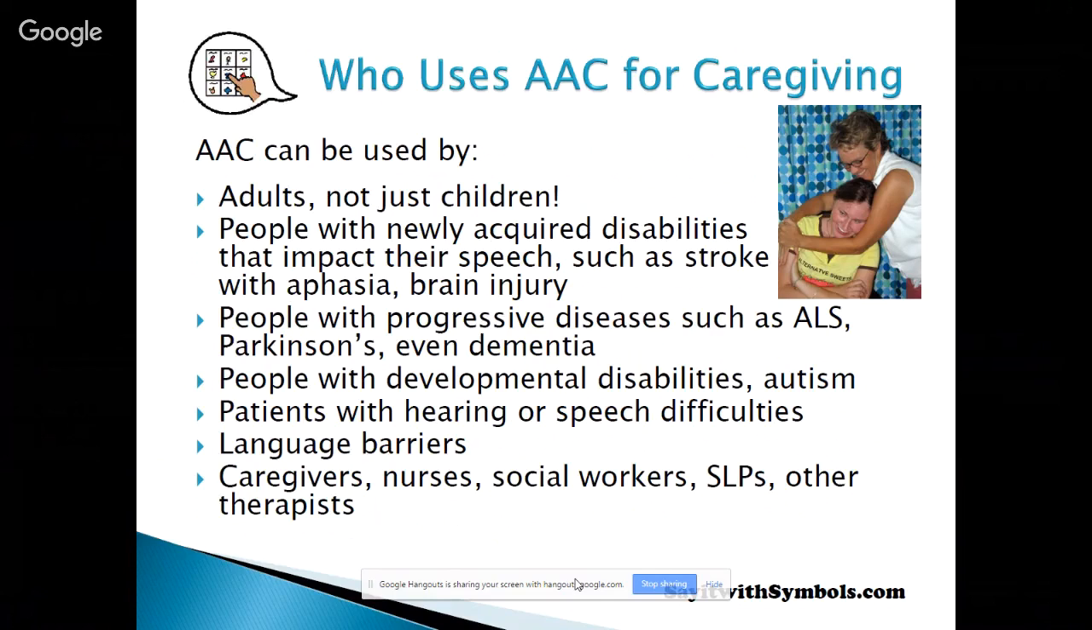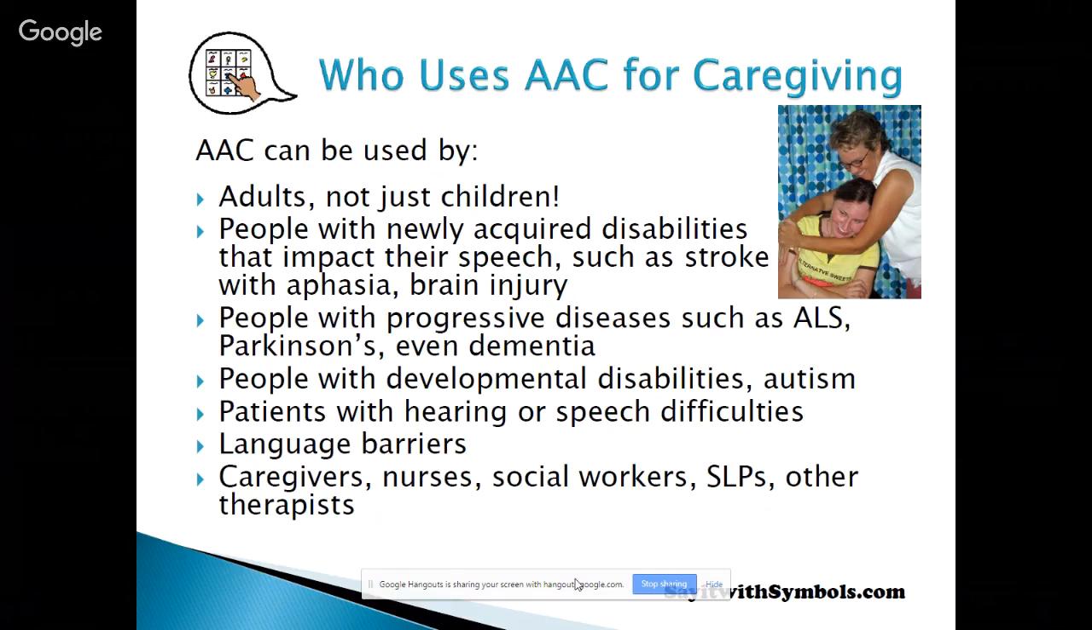Of course, for people with developmental disabilities and autism, it's helpful because they're familiar with having visually supported instructions and picture symbols. But it's also useful for patients with hearing or speech difficulties, and of course language barriers. Someone whose English is not their primary language: how do they communicate something as specific as heart palpitations, or that they're cold, or that they need to speak with a clergy?